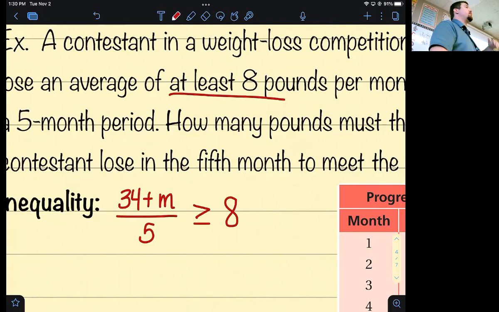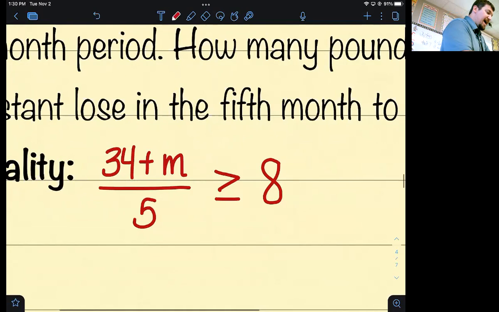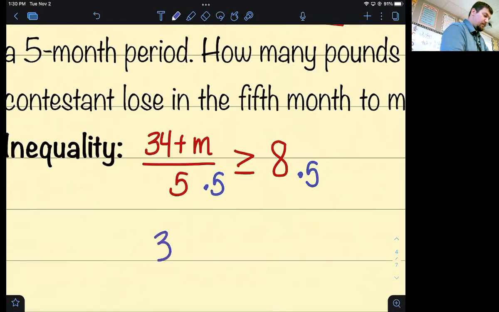Yes. So you can lose greater or equal to 8. You just don't want to lose any less than that. So when it says at least, that implies that there's a minimum value, and anything higher than that's still okay. So greater than or equal to. Now to solve this big fat fraction, I have to clear my fraction by multiplying by 5. When I multiply by 5, do I have to flip the sign? No.